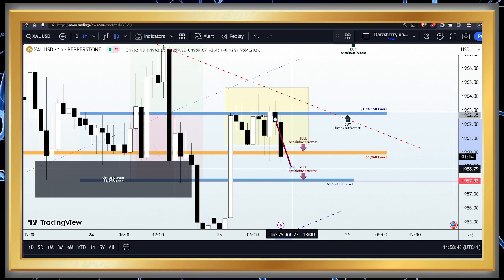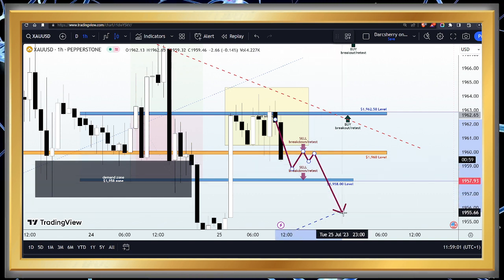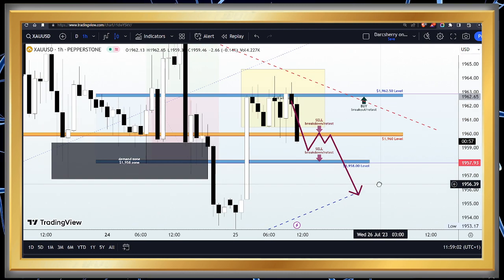Then scale down into the lower time frame to look out for confirmations that buyers are finding it difficult to climb back above the 1960 level, and this would reflect on the chart as a retest of this area for us to join a bearish move to the downside.